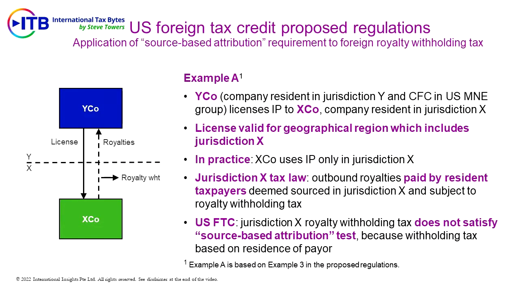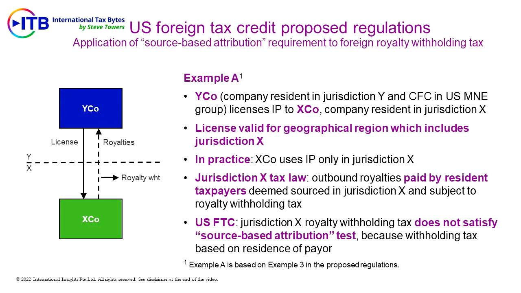So, in example A, YCO is a company resident in jurisdiction Y and is a CFC within a US MNE group. YCO licenses IP to XCO, a company resident in jurisdiction X, in return for royalties. The license is valid for a geographical region which includes jurisdiction X. In practice, XCO uses the IP only in jurisdiction X.